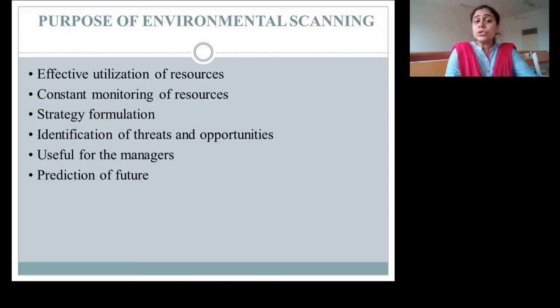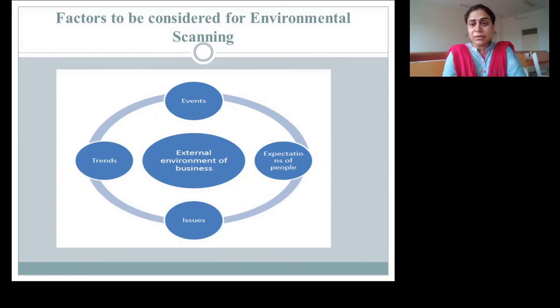Then environmental scanning is also useful for the managers. How is it useful for the managers? Managers utilize this information to design their strategy and fight back against any threats that are coming up, or they design the processes to make themselves more competent and efficient in the market. They also predict the future. You know what is there in the market, you have designed a strategy, you have studied the environment, now you are preparing yourself for the future.